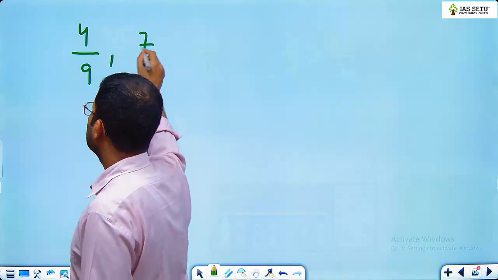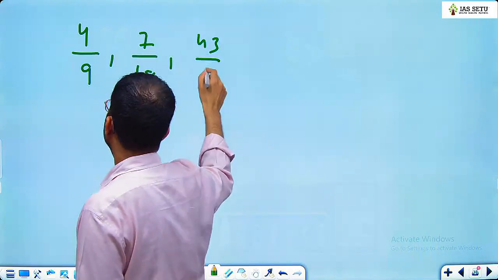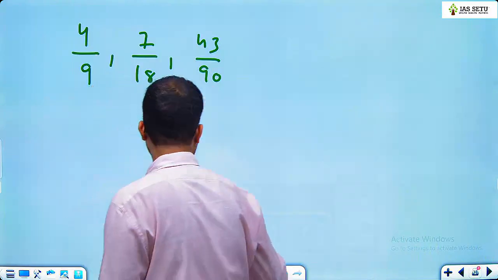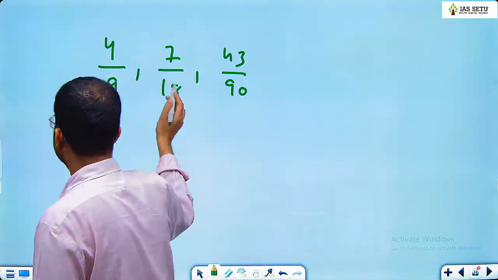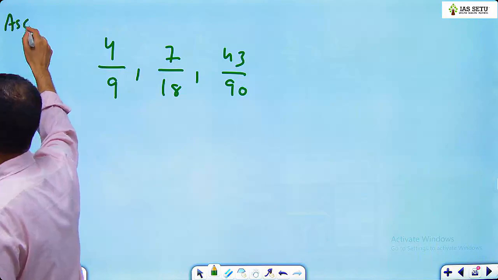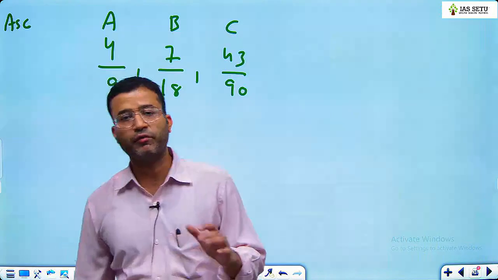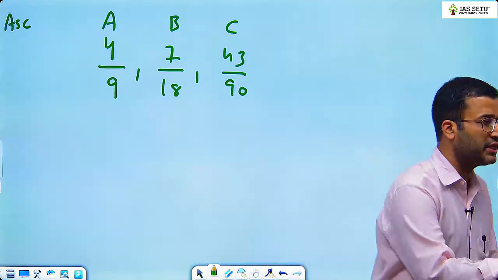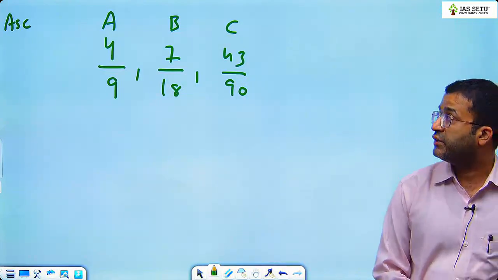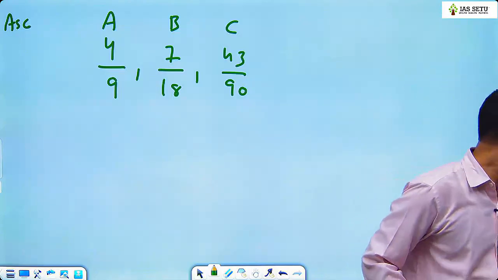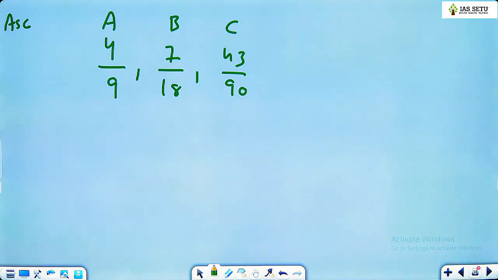4/9, 7/18, 43/90. We have to arrange these three fractions in ascending order. These you can call A, B, C. When you give the answer in terms of A, B, C, or you tell me which one is the largest and which one is the smallest. अभी their denominator is not constant.